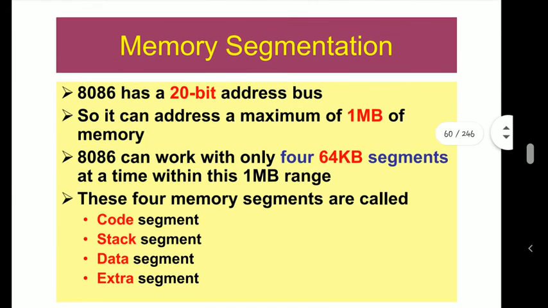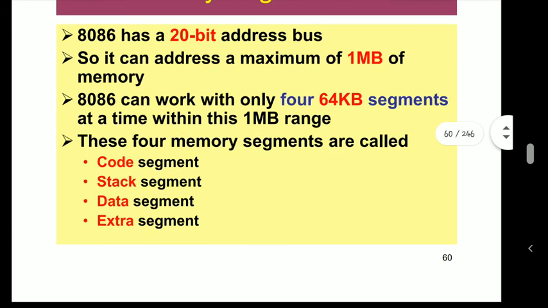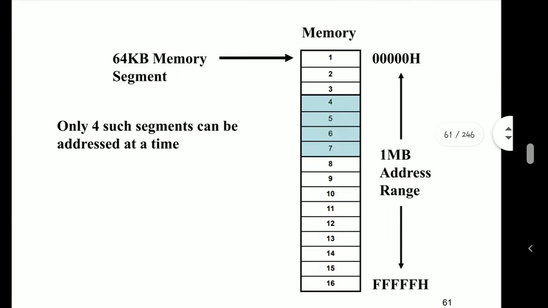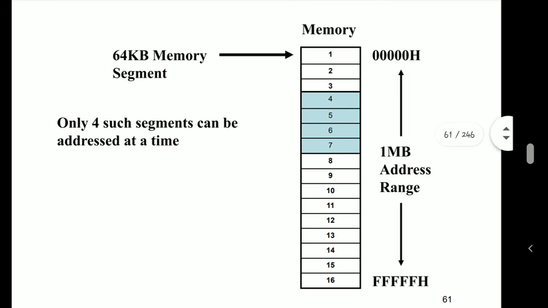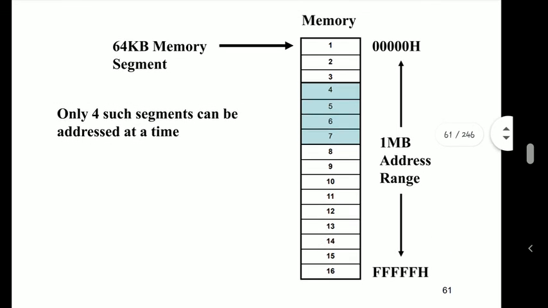Memory segmentation: 8086 has a 20-bit address bus, so it can address a maximum of 1 MB of memory. 8086 can work with only 4 segments at a time within the 1 MB range. These 4 memory segments are called the code segment, stack segment, data segment, and extra segment. This is the memory diagram for the 4 segments. Each segment is a 64 KB memory segment.